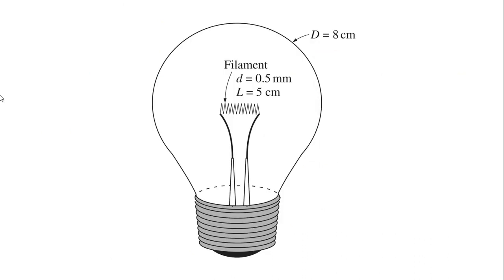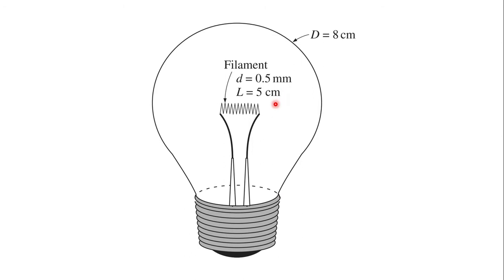So this is a bulb and you have to calculate the heat flux first of all at the filament, right? And the dimensions of the filament are also given, which is the length is 5 centimeter and the diameter of the filament is 0.5 millimeter. The second thing is you have to determine the flux at the surface of this bulb. The bulb diameter is also given, which is 8 centimeter. Keep in mind that all the units are different, some are in centimeters, some are in millimeters. You have to convert all the units into meters.